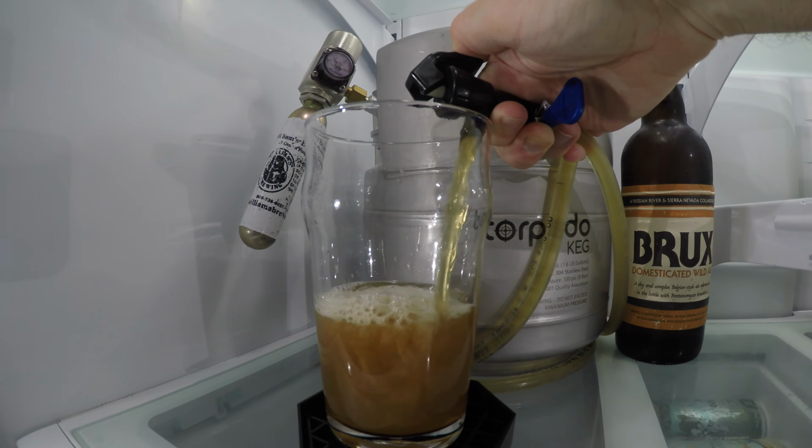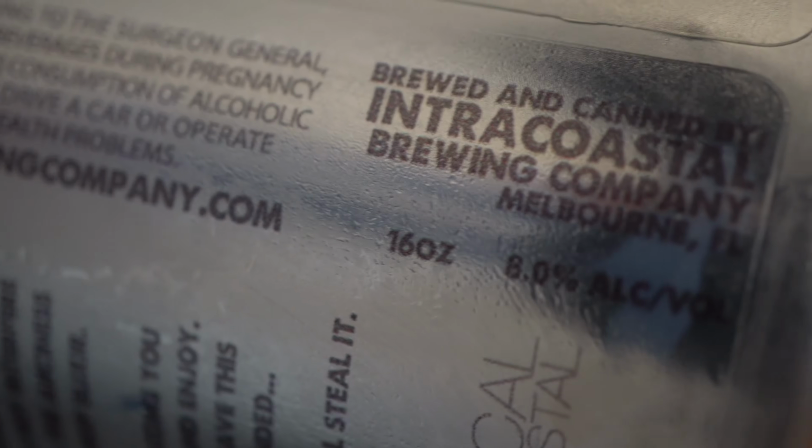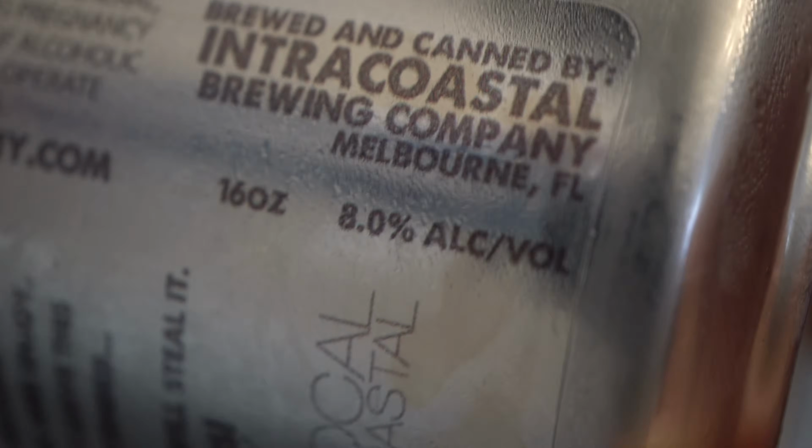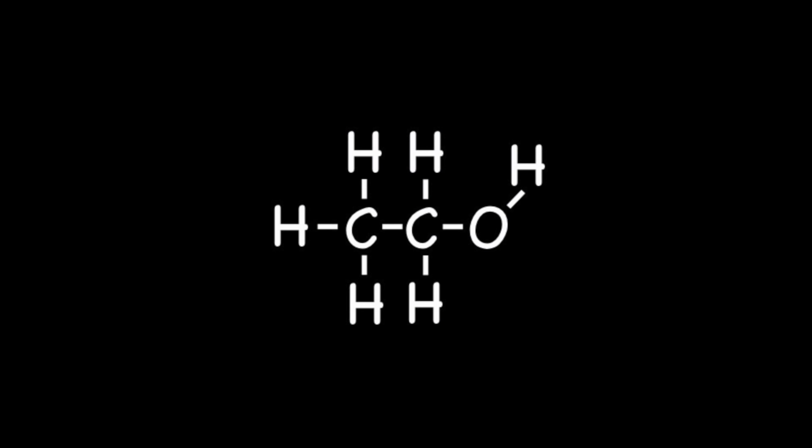As you probably already know, the alcohol content of a drink is expressed as percent ABV, or alcohol by volume. This is exactly what you think it is, the percentage of the volume of each serving that is ethyl alcohol. Sweet, delicious ethyl alcohol.